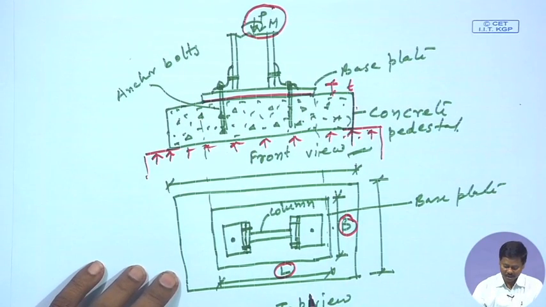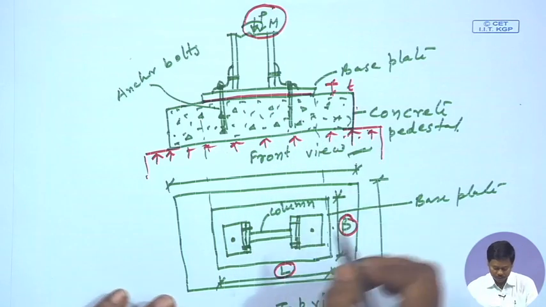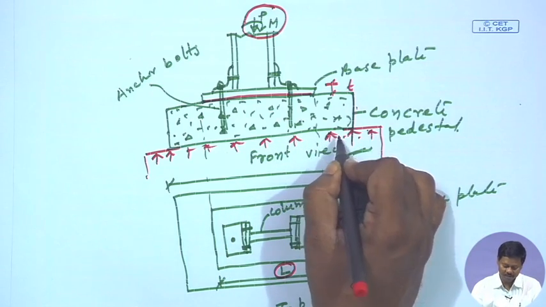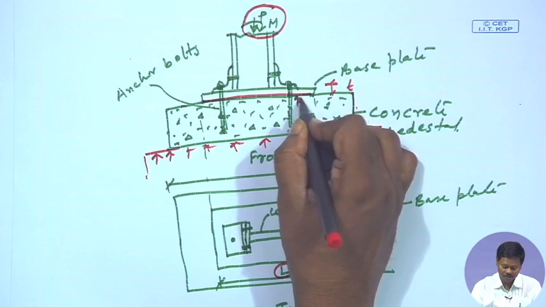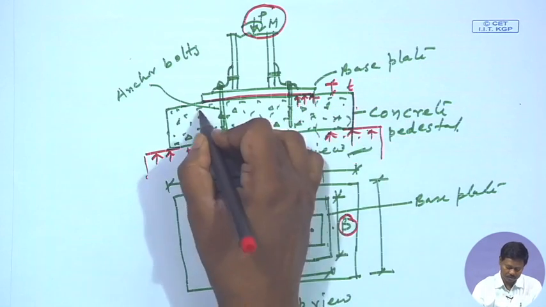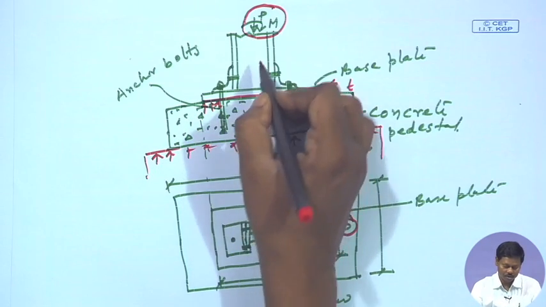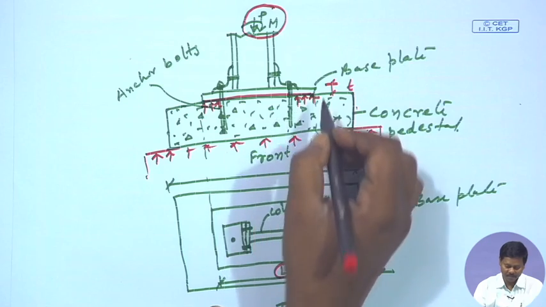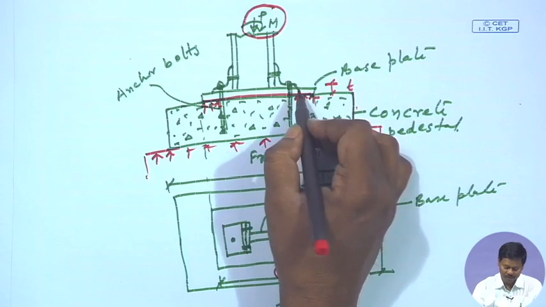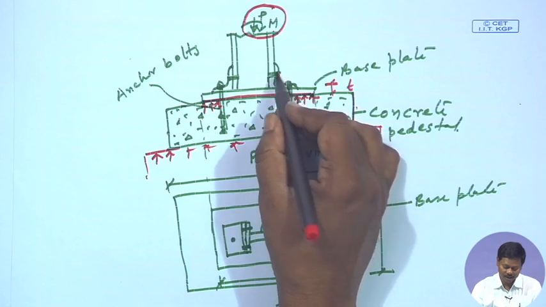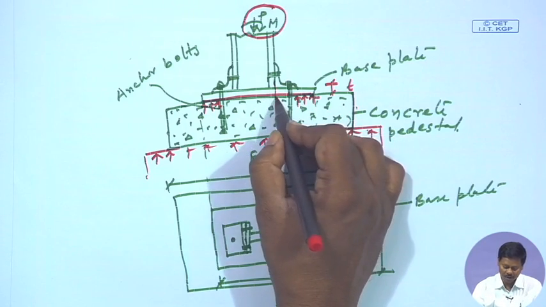And this moment we can see that because of this uniform pressure from the concrete to the base plate. So, here also uniform pressure will come from the concrete to the base plate because of the concentric load. So, the maximum bending moment will be occurring at the edge of the column. So, at the edge maximum bending moment will occur.